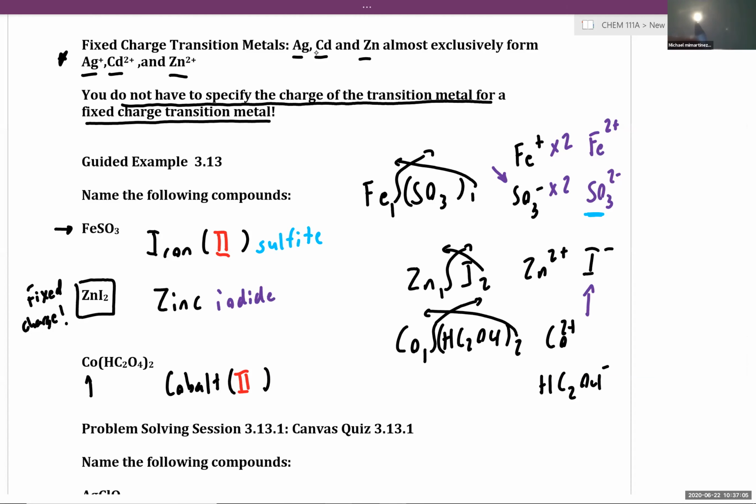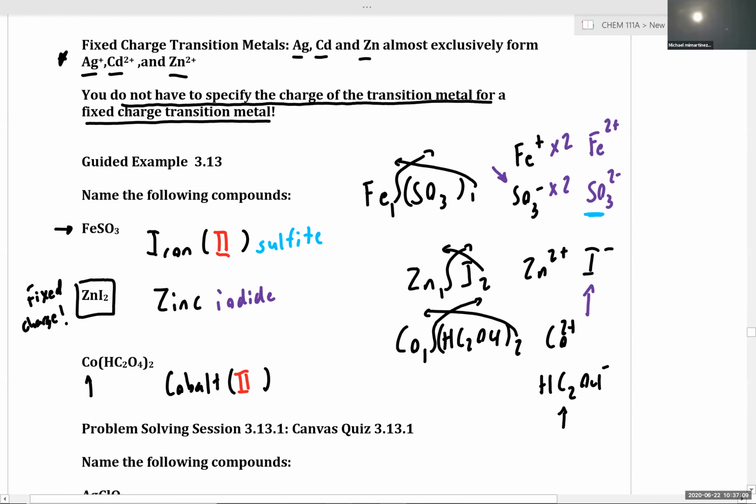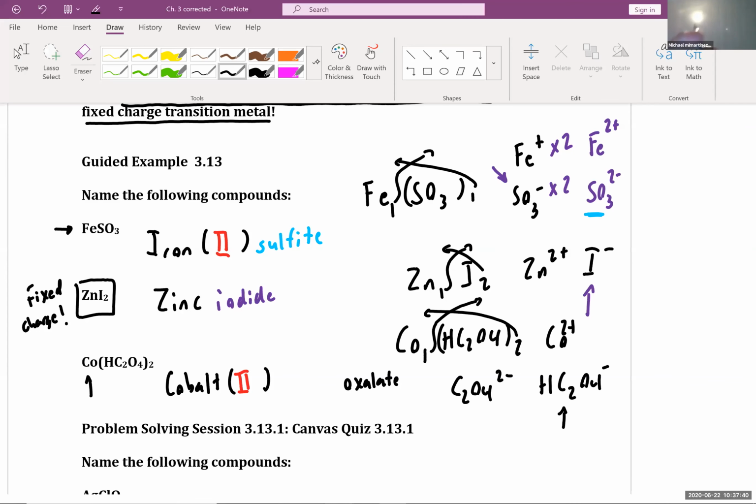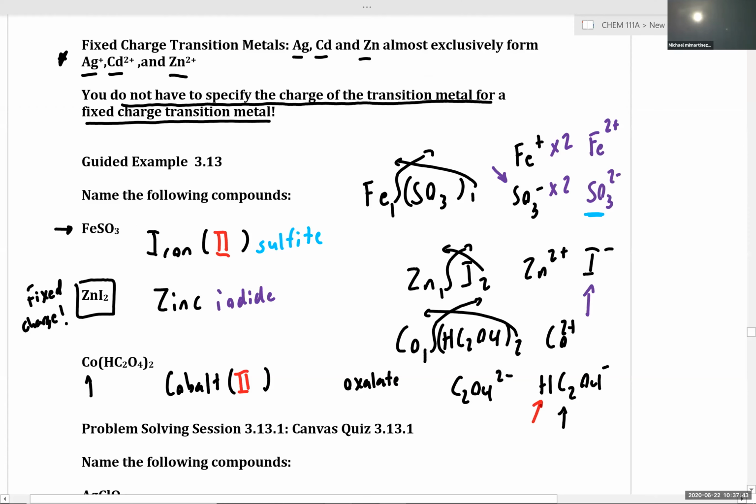Finally, we name our polyatomic ion, and it's hydrogen containing. So we have to further unpack this, and let's look at C2O4 2-. What do we call this polyatomic ion? Oxalate. Yep, if you happen to be pre-med, oxalate salts are the principal component of kidney stones, if you're curious. So yes, this is oxalate. However, since we have a hydrogen atom appended to our polyatomic ion, we would call this hydrogen oxalate. So this is cobalt(II) hydrogen oxalate.